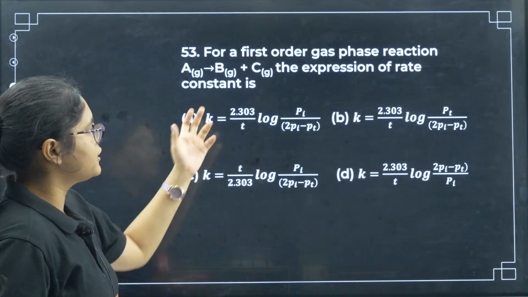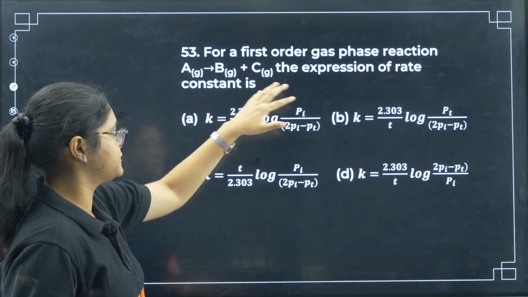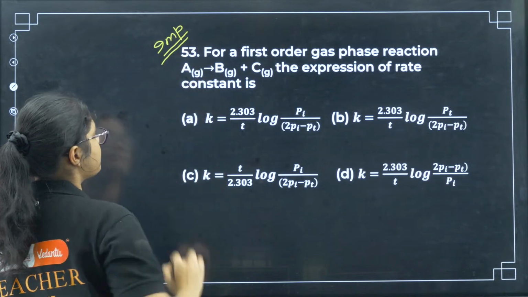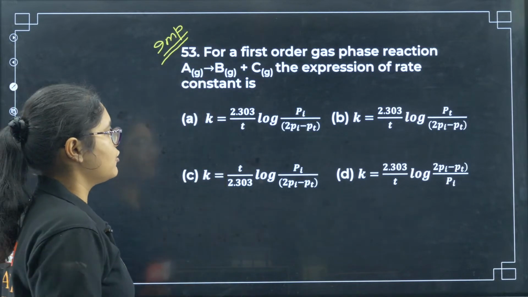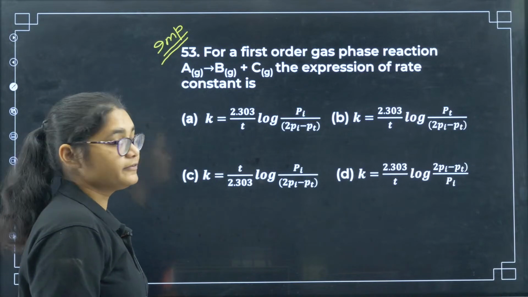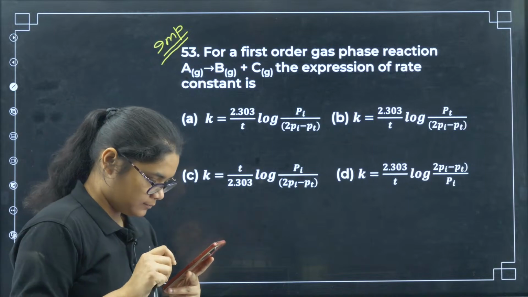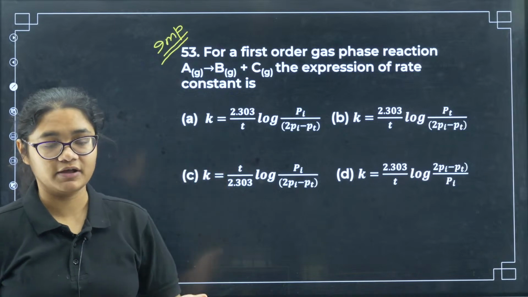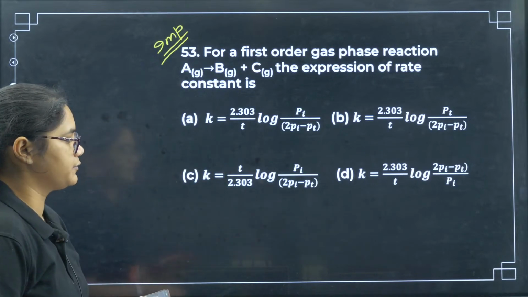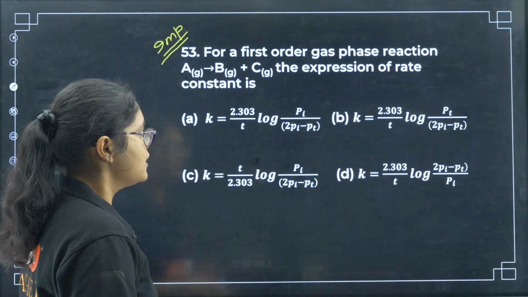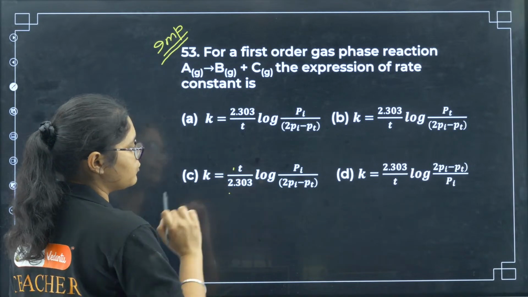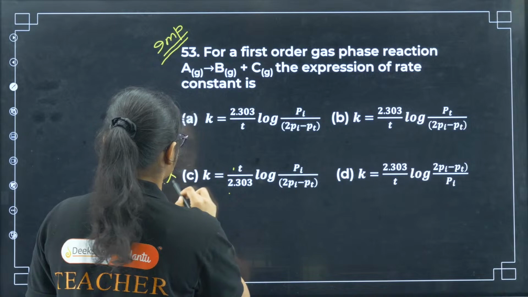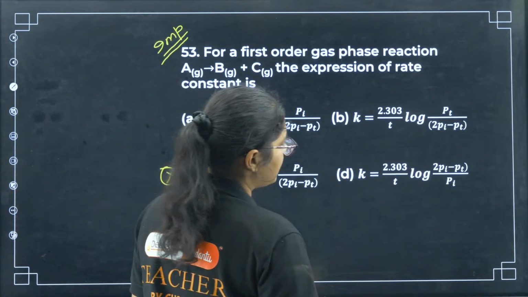For a first order gas phase reaction, A gives B plus C, the expression of the rate constant is. This is a very important, formula based question. So what is the expression for the value of K? This formula is given in your NCERT book in one of the numerical questions. You should be solving that question, then you should remember the formula also. But easily what you can remove is T by 2.303. We know it is 2.303 by T, right? So I can remove this option easily. I will eliminate it first, then I have to think.